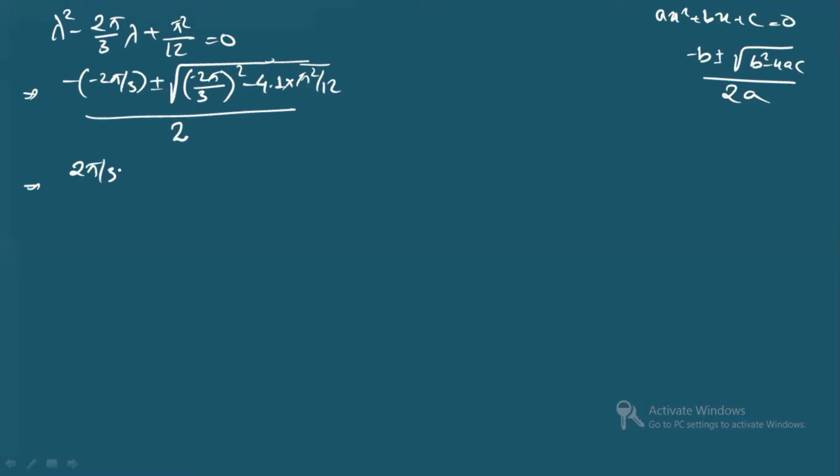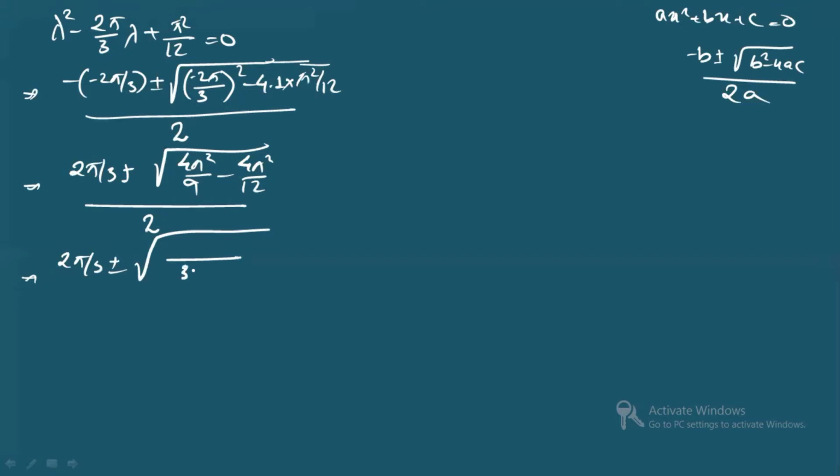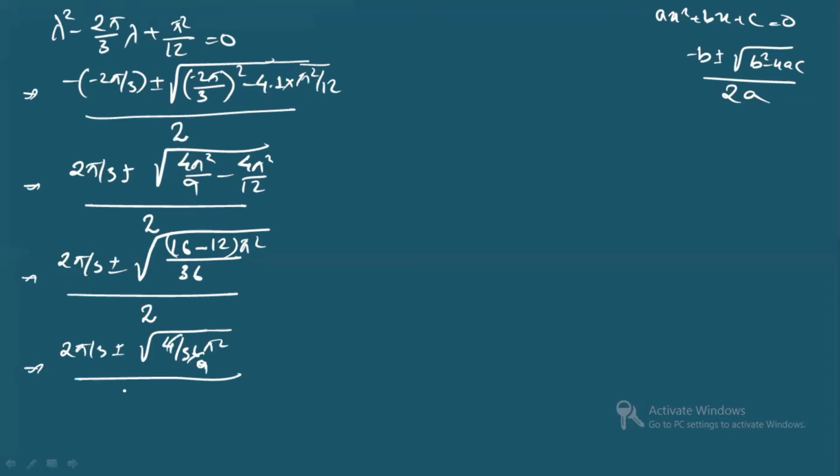So here you will get 2 pi by 3 plus minus root over 4 pi square by 9 minus 4 pi square by 12, and this is divided by 2. So you can write 2 pi by 3 plus minus, here if you see the LCM of 12 and 9 will be 36. So this will become 9 times 4, so 4 fours are 16, minus 12, 3 threes are 12, this is pi square, inside the root term, divided by 2. So you will get 2 pi by 3 plus minus, this will give you 4 by 36 pi square. 4 by 9 here, I've cancelled, this is 2. So finally, what you will get here?